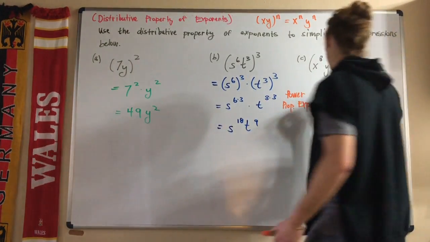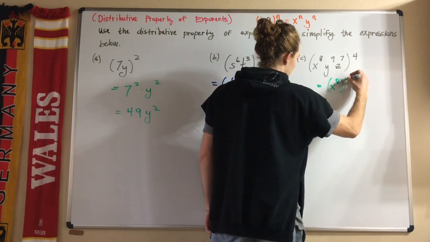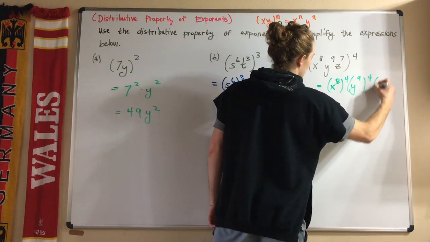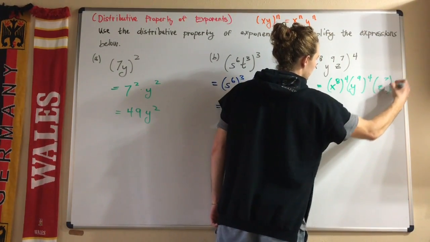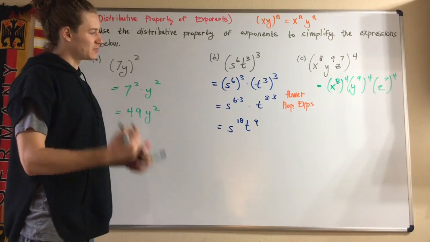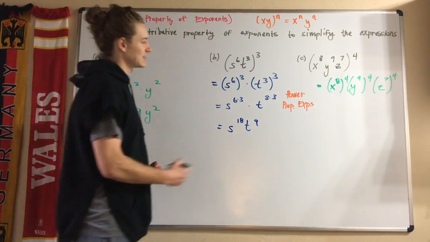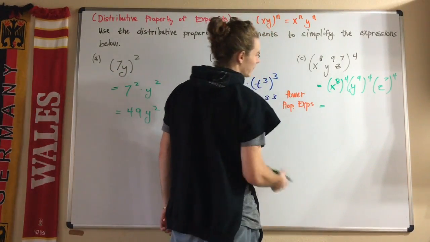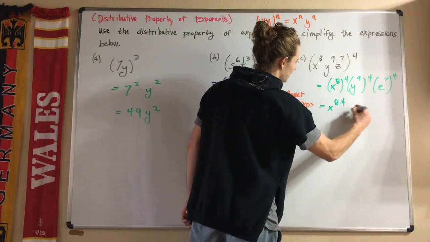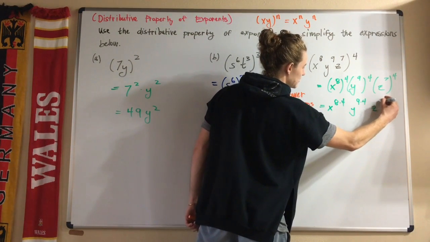Let's start by rewriting that there. So we're going to have x to the 8th to the 4th, y to the 9th to the 4th, z to the 7th to the 4th. Again, we're going to have to use this power property of exponents to simplify the next step. We can write that the 4th power of x to the 8 is just x to the 8 times 4, and do similar things for the y and the z bases.